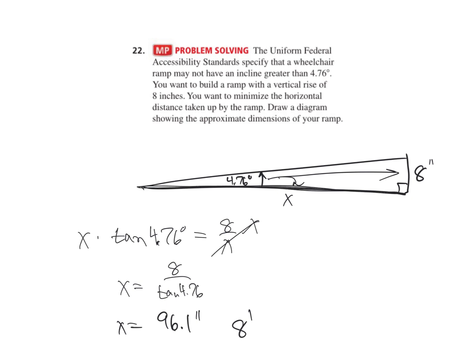8 feet is the minimum that this can be. If you do less than 8 feet, let's say we made it to here, then obviously this degree here is going to be a lot bigger, and you can't have it bigger. You can go further out and have a less degree. So the horizontal part has to be at least 8 feet.